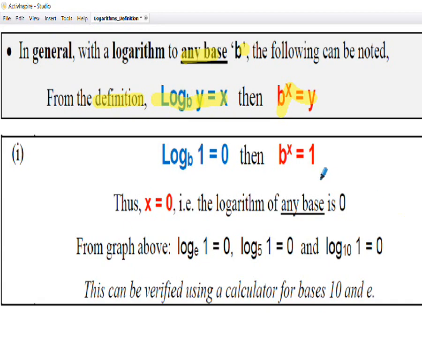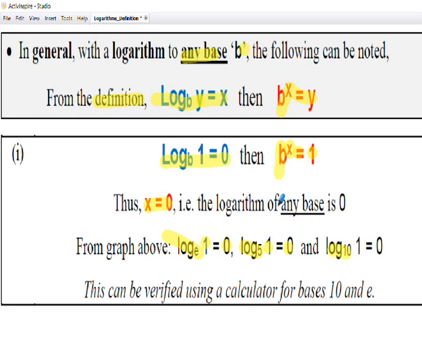Let's consider the exponential form. If we write log to the base b of 1 equals to 0 in terms of exponential format, we'll get b for the base to the power of x is equal to 1. The y is 1 in this case. Now if we consider left and right hand side of the exponential form, if we want to get 1 on the left hand side, we have to make x equals to 0, because anything to the power 0 is 1. So we get 1 on the left hand side and 1 on the right hand side. So that now means that if we take the log to the base e of 1, we would have to have 0. If we take log to the base 5 of 1, we would have to have 0 as our logarithm.